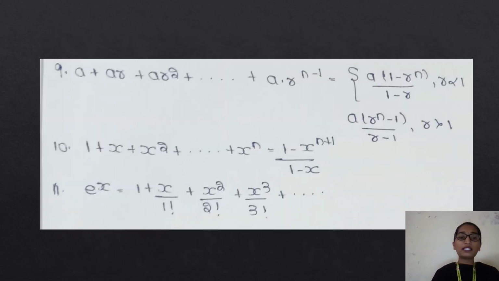Now, a plus ar plus ar square plus and so on ar power n minus 1 is equal to a into (1 minus r power n) by (1 minus r) where r is less than 1, and a into (r power n minus 1) by (r minus 1) where r is greater than 1. 1 plus x plus x square plus and so on x power n is equal to (1 minus x power n plus 1) by (1 minus x). E power x is equal to 1 plus x by 1 factorial plus x square by 2 factorial plus x cube by 3 factorial plus and so on.